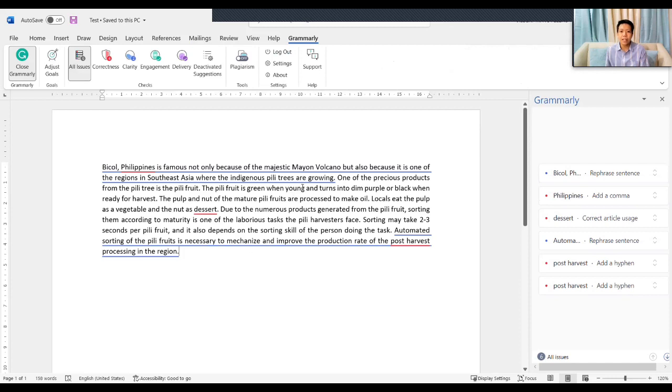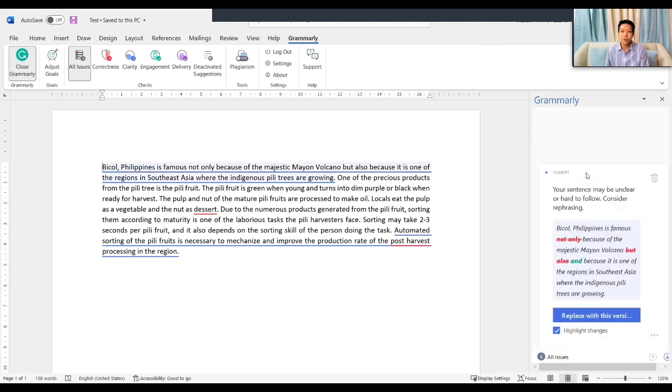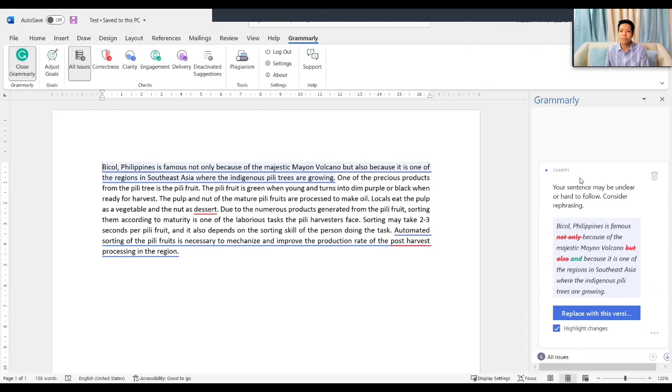As you can see, there are blue lines on the page, which correspond to something that can be modified or improved. The first one is this one. The statement says your sentence may be unclear or hard to follow, so consider rephrasing. This is very powerful since I myself thought that my statement was already good to go, but see here, it has a rephrasing recommendation.